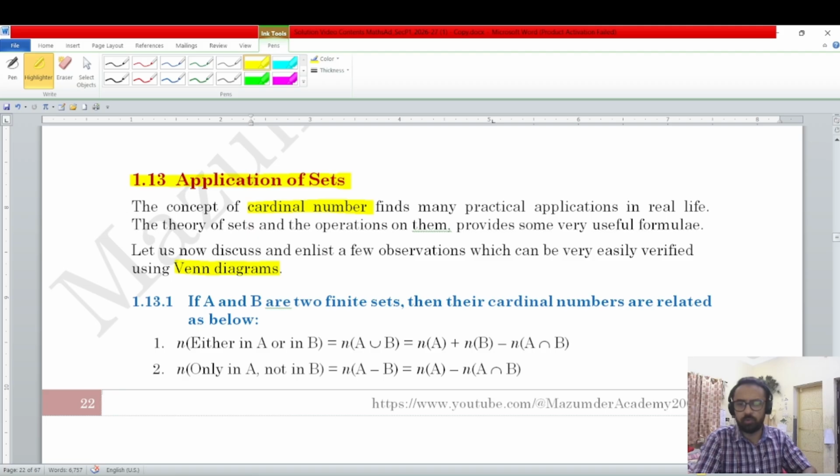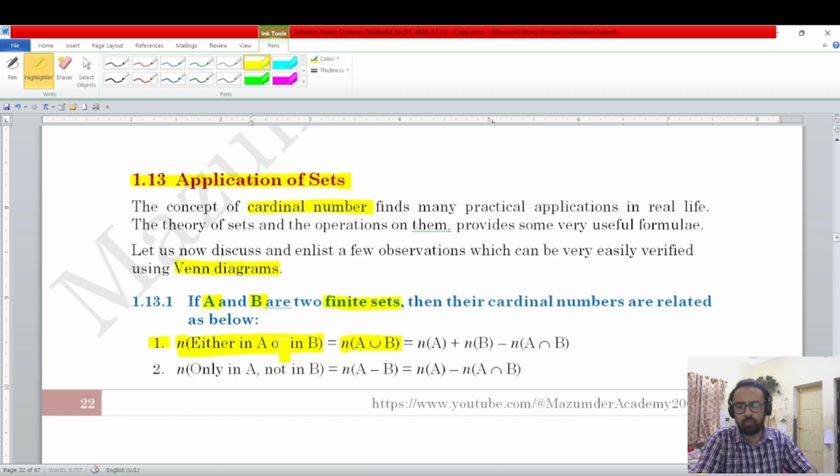Okay, suppose I have two sets, A and B. Both are finite sets, obviously they are finite sets. Then the first rule is number of elements in either A or B. What it means? It means number of elements in their union. Number of elements in their union, how to calculate? This is same as n(A union B).